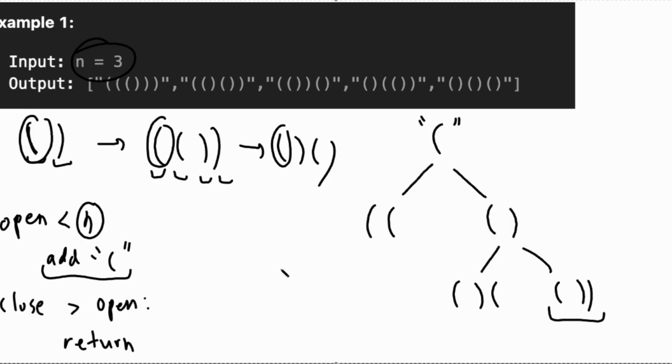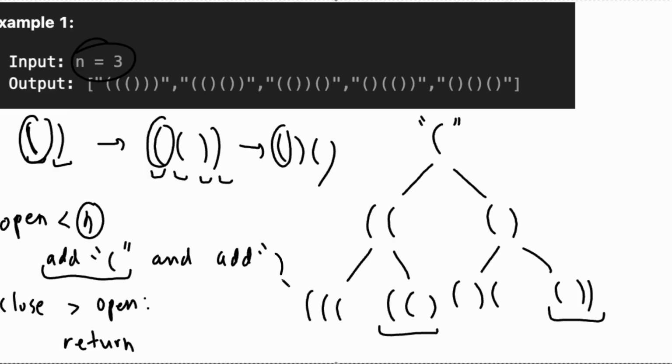But when do we stop? When do we only add closing brackets? Well, let's keep building the tree. This, we can add one more. This, we can close it off. And this is still valid. So we could actually say that when open is less than n, we can add one, and we can add a closing bracket like so. And we simply stop when the number of open brackets is equal to n. Then we can only start adding closing brackets. So with this logic, let's implement this in Python.